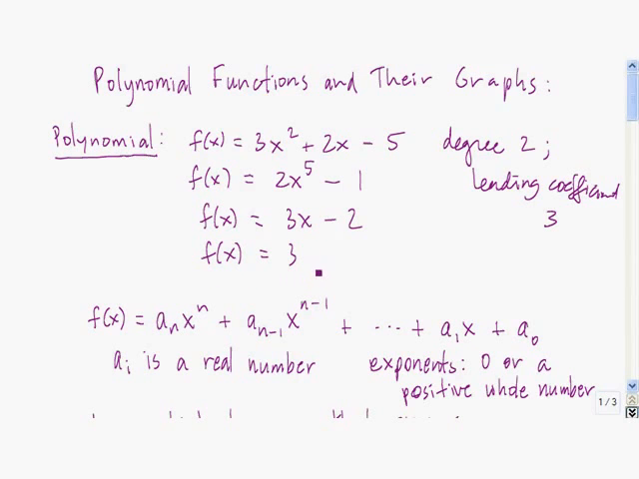For the constant polynomials, the degree is 0. So 3 by itself, we can really think of it as 3 times x to the 0 power, because x to the 0 power is 1. So the degree of a constant polynomial is 0, and the leading coefficient is that constant, which is 3.